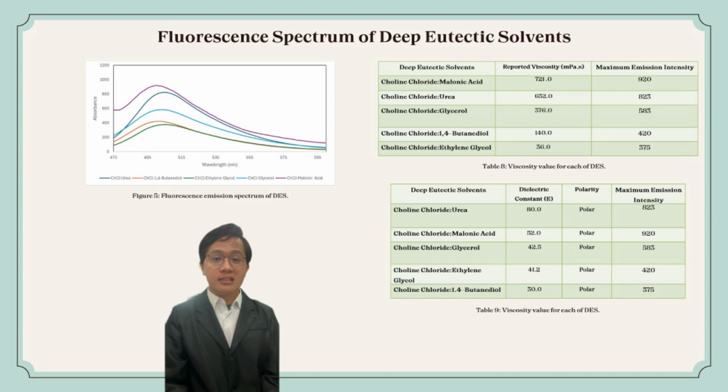This stands in stark contrast to the fluorescence finding for DES, where a clear correlation with viscosity is observed. As the viscosity of the DES sample increases, the maximum emission wavelength, lambda max, also increases, indicating that DCVJ exhibits sensitivity to viscosity, particularly within the DES environment.